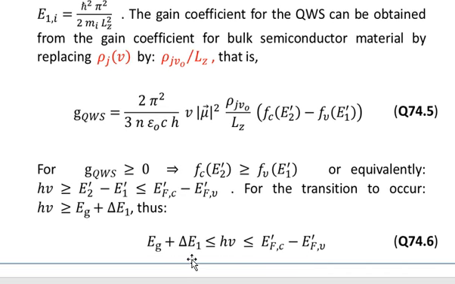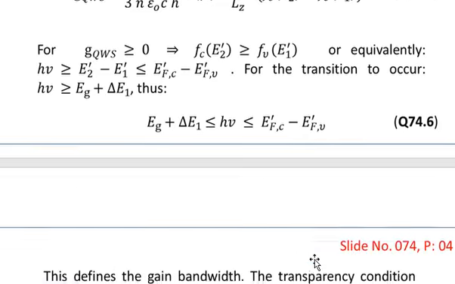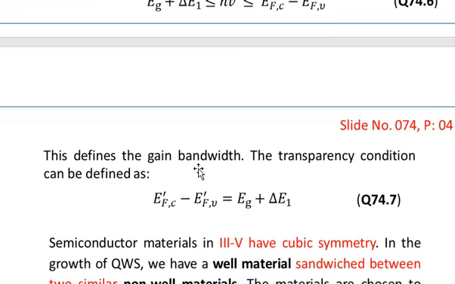We are talking about the levels for the absorption, that is, for the movement of the electron from the level E1 to E2, so that these levels lie below the corresponding Fermi levels, so that they are definitely occupied and the transition could be possible. That's why h nu should be less than this one. So ultimately h nu should be greater than Eg plus delta E1, and at the same time h nu should be less than E prime Fc minus E prime Fv. This defines the gain bandwidth.